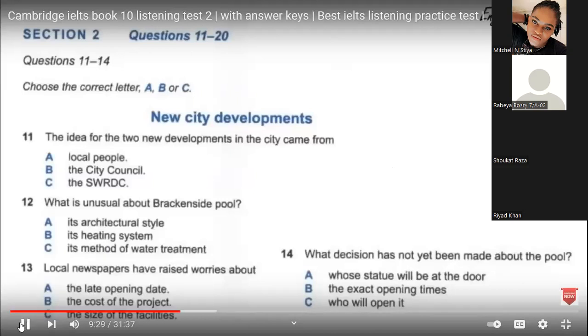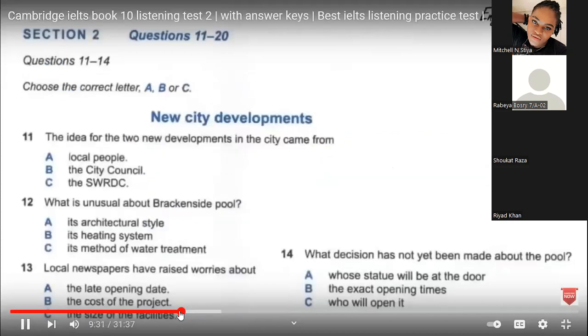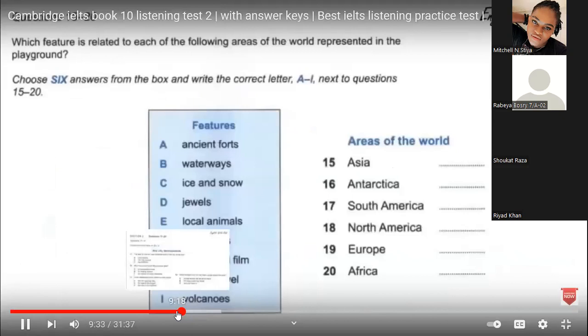Before you hear the rest of the talk, you have some time to look at questions 15 to 20. Sir, we didn't do number 14. Look at questions 15 to 20.